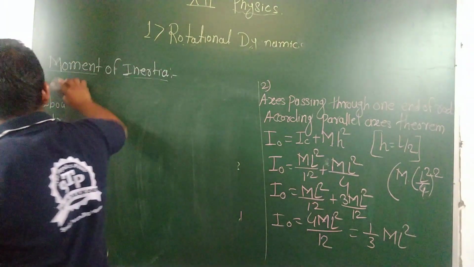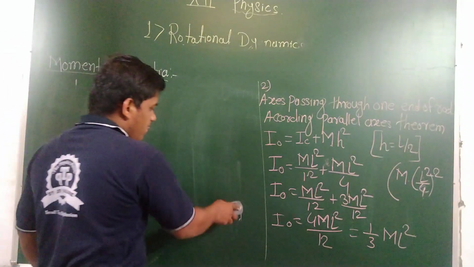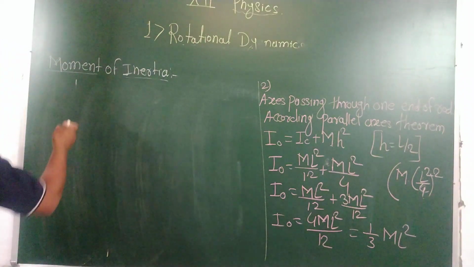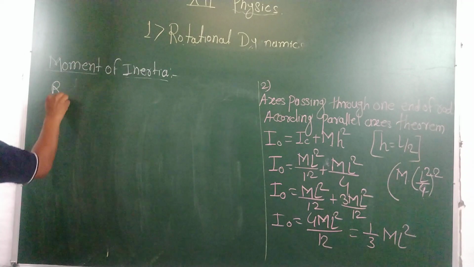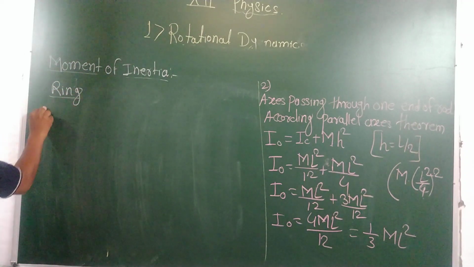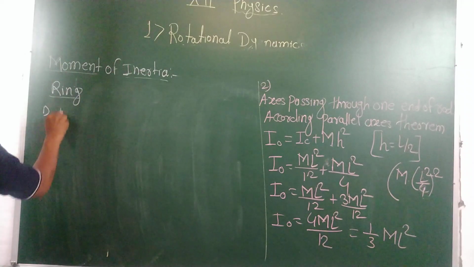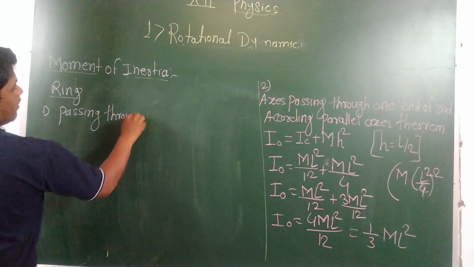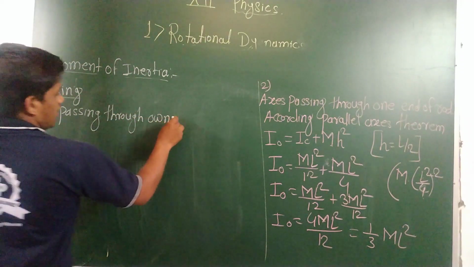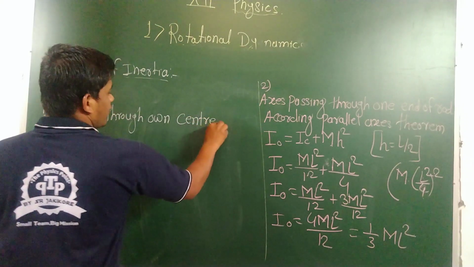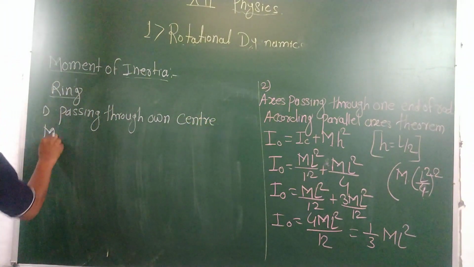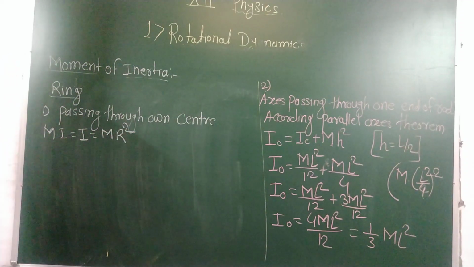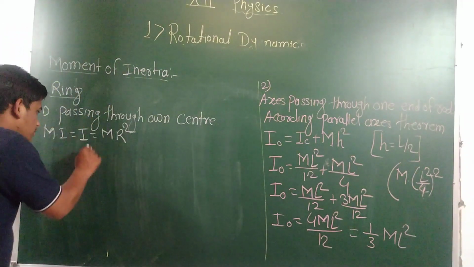Then in the next one, we have discussed the moment of inertia of the uniform ring, with the axis passing through the center of that ring. If the axis passes through its own center, then the first application of the ring, which has an axis passing through its own center, what will be its moment of inertia? That is I is equal to mr square. Right? Yes. If it passes through the center, it is mr square.